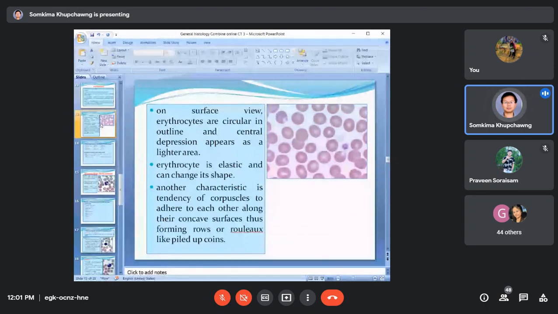So one important characteristic of the RBC is the tendency to adhere to each other along their concave surface. That means the RBCs may adhere to each other and look like piled-up coins. This type of arrangement is known as rouleaux formation. It is a normal thing, so you should know that if RBCs are adhered to each other, it's normal only.